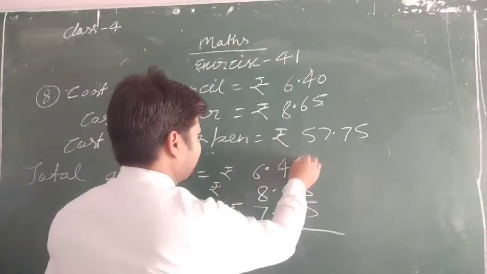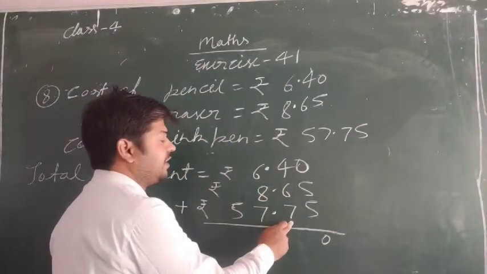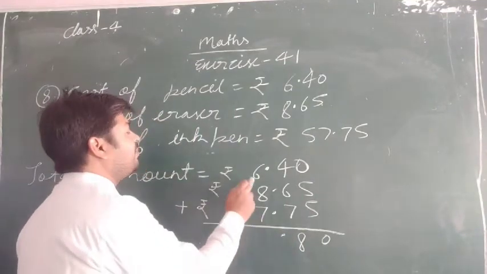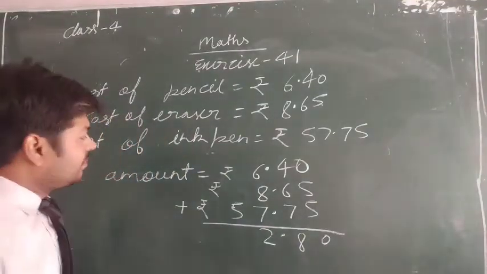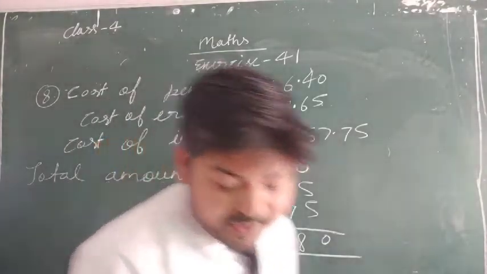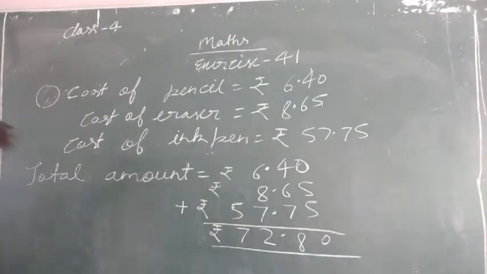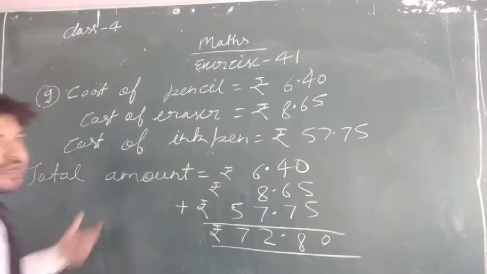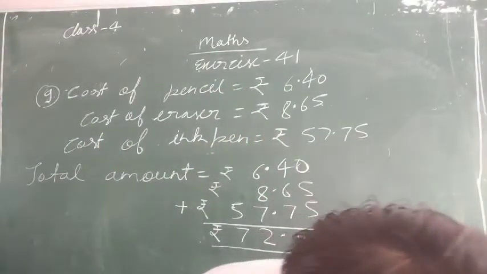So 5, 5, 10, 6, 4, 10, 7, 17, 1, 18, 1 carry is there, 7 and 15, 6, 21 and 22. 5 to 7. So your answer is rupees 72.80. This is question number 9. Okay. So student, this is question number 9. So this is a word problem. You do it like this. Okay.